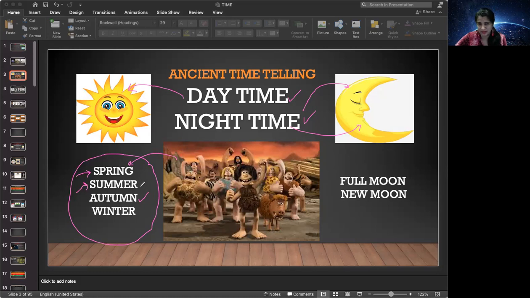From that hot season in the summer, they realized that the temperatures were dropping, things were becoming cooler, and finally it became really very cold, and people started to call it winter. So these are the four seasons, that is experienced by certain countries.